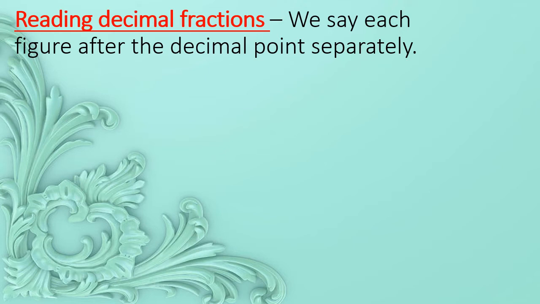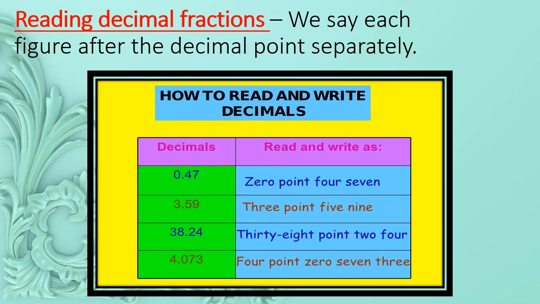Let's take an example. As you can see, 0.47. On the right side of the point we have 47, but it should not be read as 47, because as I told you, the figure on the right side of the decimal point will be said separately. Like now we are going to read this as 0.47, not 47. Okay, so one more example is there.